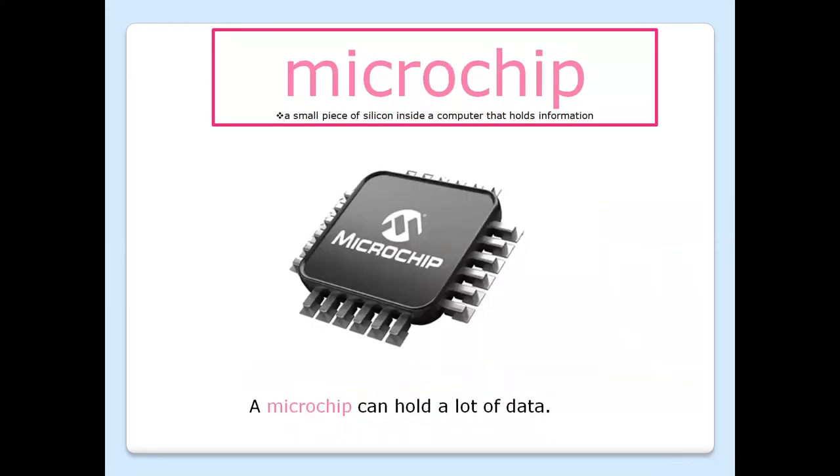Next word is microchip. Repeat the word. What is microchip? Microchip is a small piece of silicon inside a computer that holds information. It can hold lots of information, and it is a so small device, we can find it inside the computer. Also, sometimes we can find it inside the phones. A microchip can hold a lot of data. By data, I mean information.